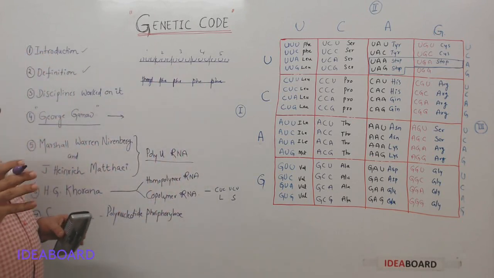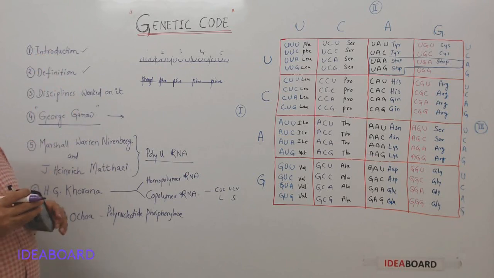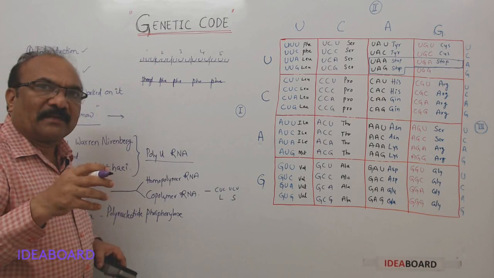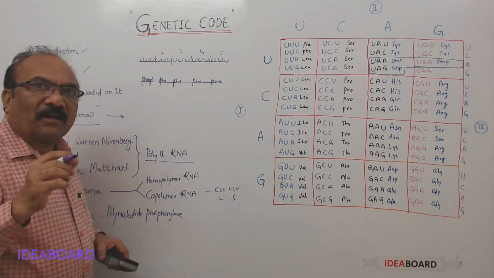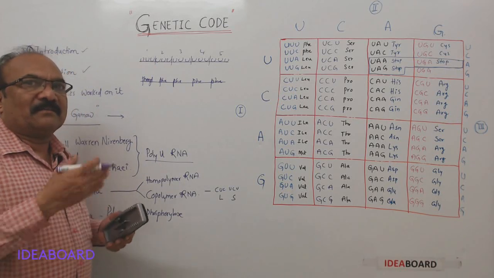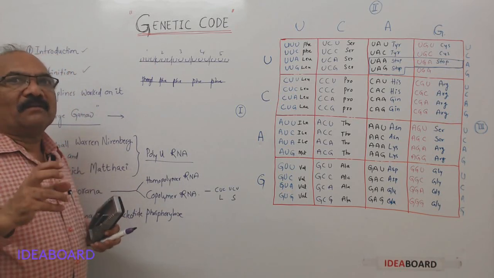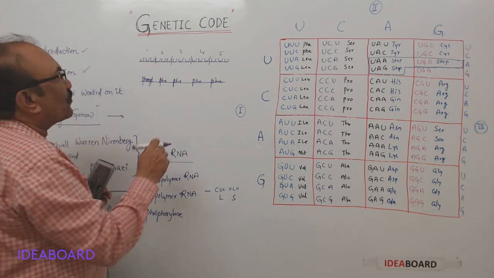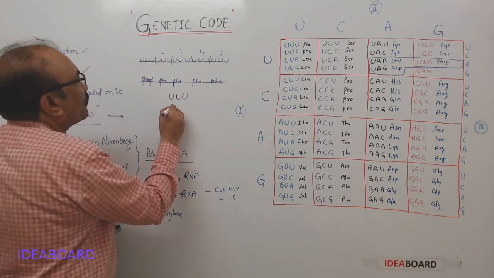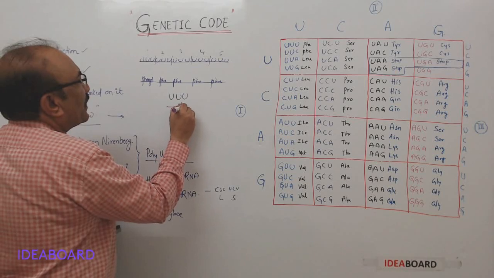So that indicated that 3 letters or 3 nucleotides of RNA are coding for one amino acid. And this is the first codon discovered. What is that first codon discovered? UUU. And it codes for which amino acid? Phenylalanine.